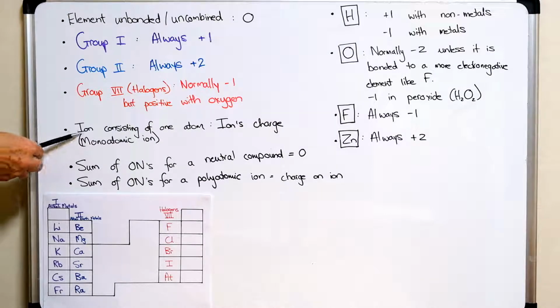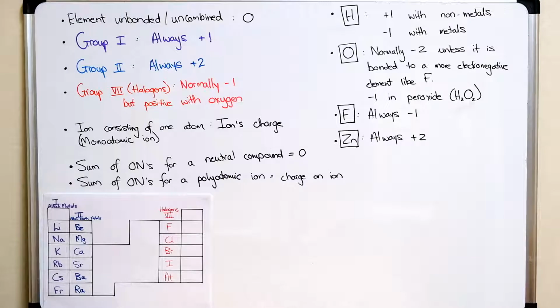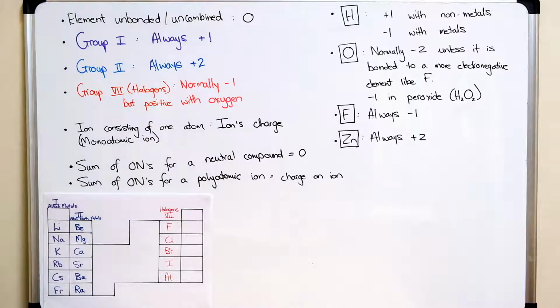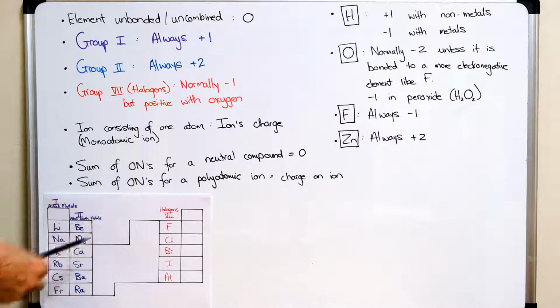Now ions are atoms or groups of atoms with a charge. An ion consisting of one atom only, its oxidation number will always be the number of the charge. Then the sum of oxidation numbers for a neutral compound, like the hydrogen chloride molecule that we looked at, will equal 0. And then for polyatomic ions, the sum of the oxidation numbers will equal the charge on the ion.